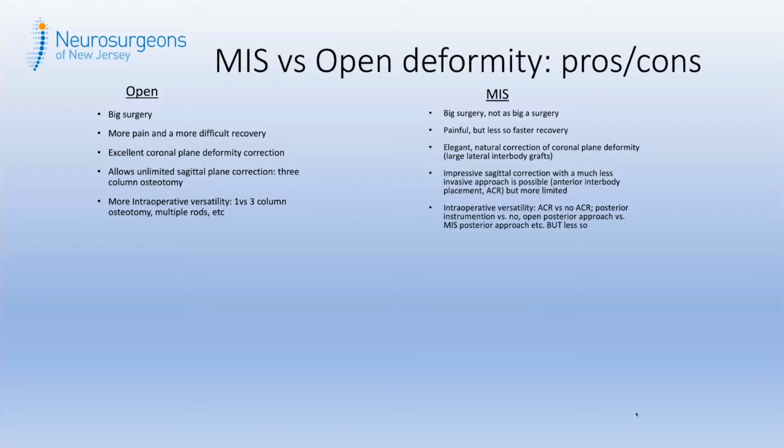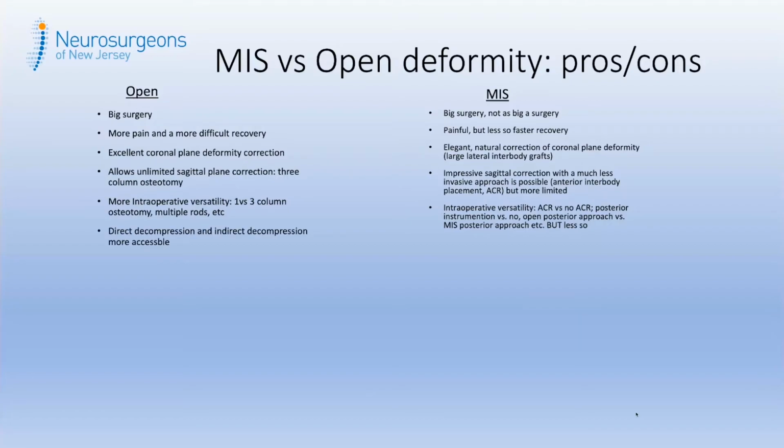So the MIS deformity is still versatile, right? So in the process of doing a sagittal correction at a particular level, you can decide whether to do an ACR or not. You can decide whether, in the posterior instrumentation, you can do a percutaneous posterior instrumentation, whether you need to do an open approach after you've done your anterior cage placement. And if you do the open approach, you could do a single column osteotomy. So there is some versatility, but I think it's less versatile.